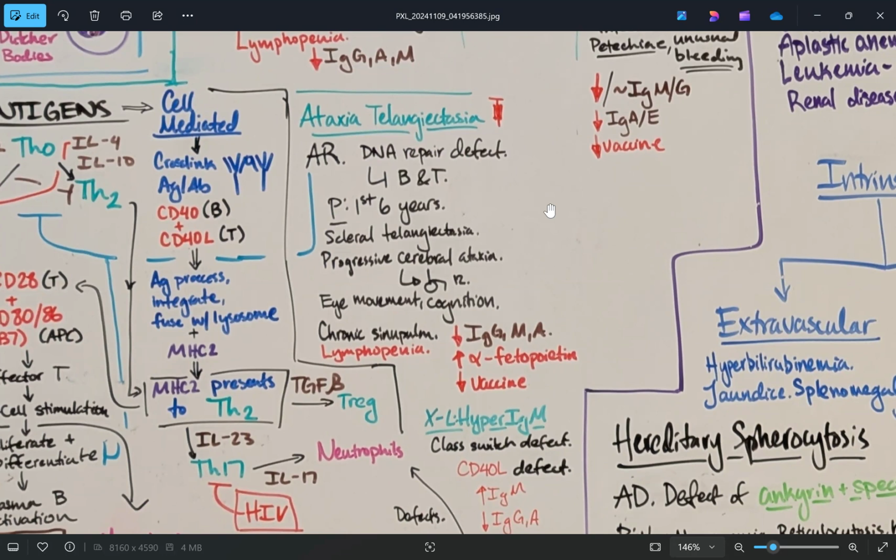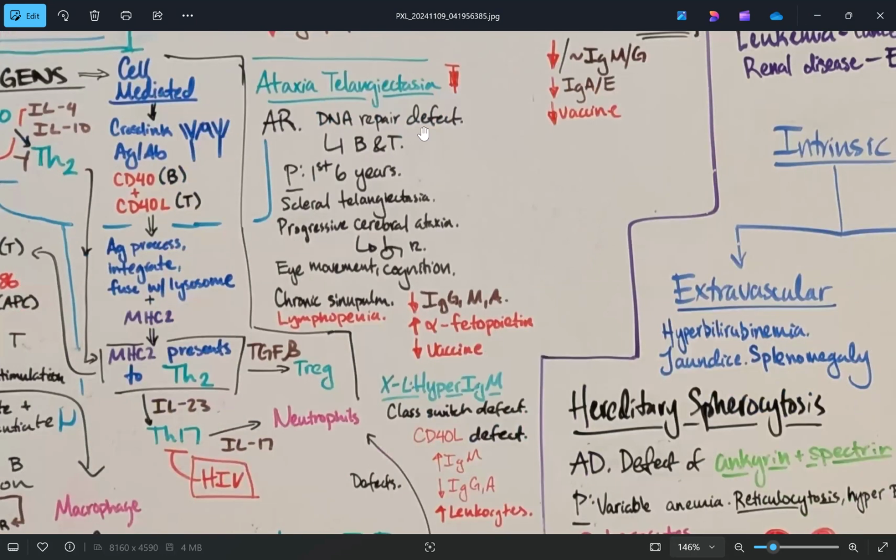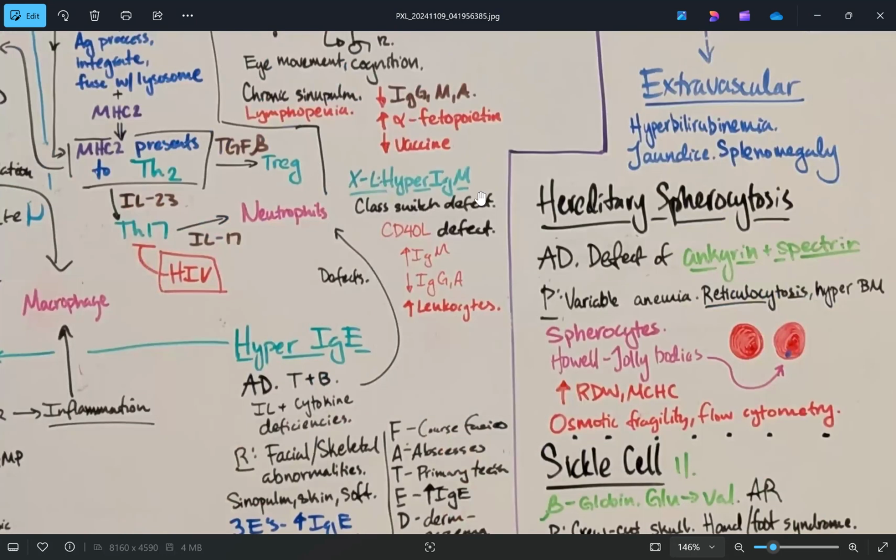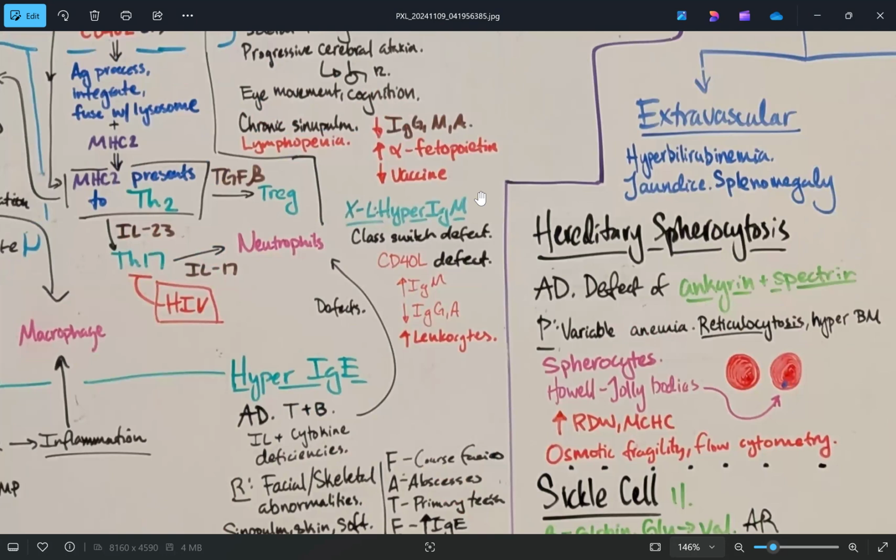Next disease we'll talk about is your X-linked hyper IgM, which is a class switch defect because you generally start by making your IgM and then class switch to your IgA, D, G, and E. Hope you remember that from before. It also has a deficit in CD40L, and so if you have a deficit in CD40L, looking at the cell-mediated pathway in blue, you'll basically not be able to have cell-mediated immunity at all. You'll have an increase in your IgM, again because of the class switching deficit, and a decrease in IgG and A, and then an increase in leukocytes because your body's probably trying to compensate for lack of other immunoglobulins, just my thinking.